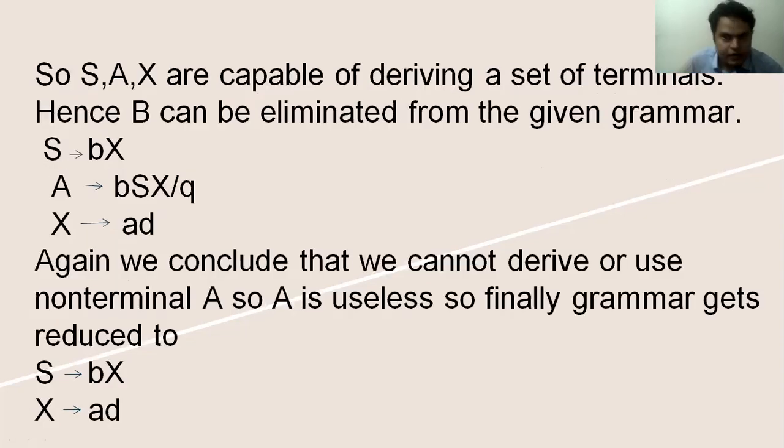So the assets are capable of deriving a set of terminals, hence B can be eliminated from the grammar. We can eliminate the production of B. Again, we conclude we cannot derive our non-terminal A, so A is useless finally, because here S tends to BX, and X tends to AD, we can replace X with AD. So what is the use of the A production? We can't use A in our derivation, in finding the terminal value. So we can eliminate A also, and we got S tends to BX and X tends to AD.